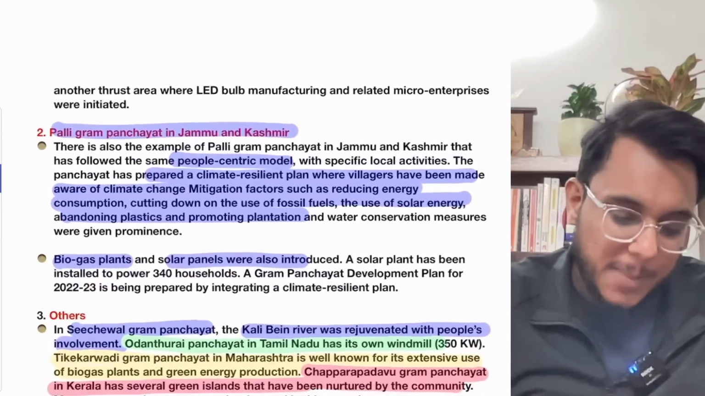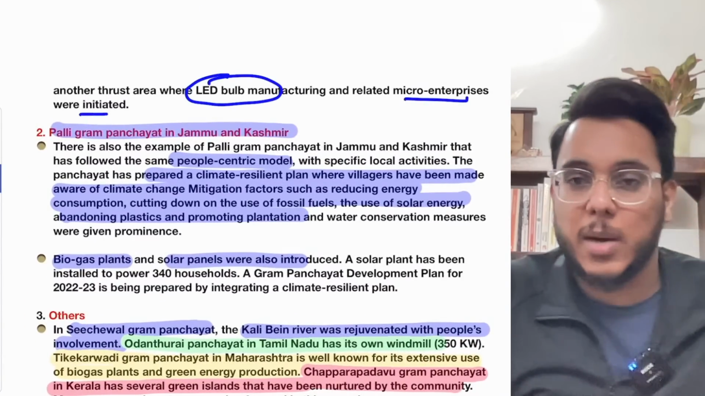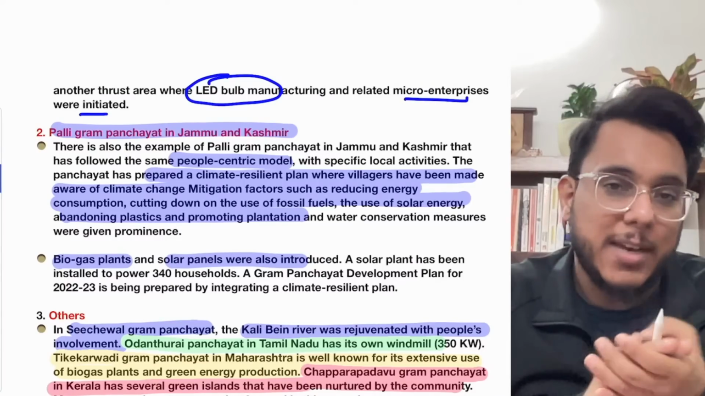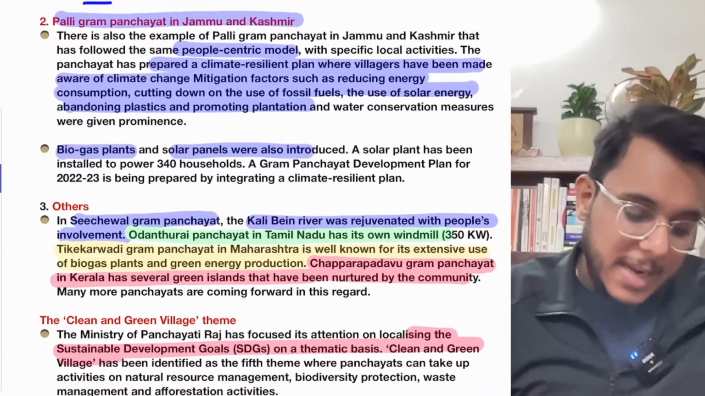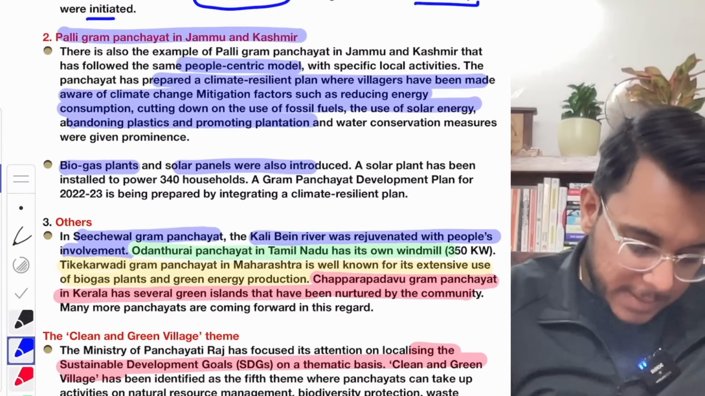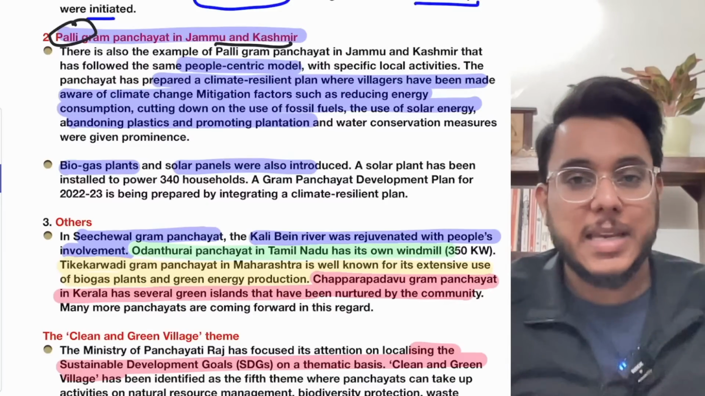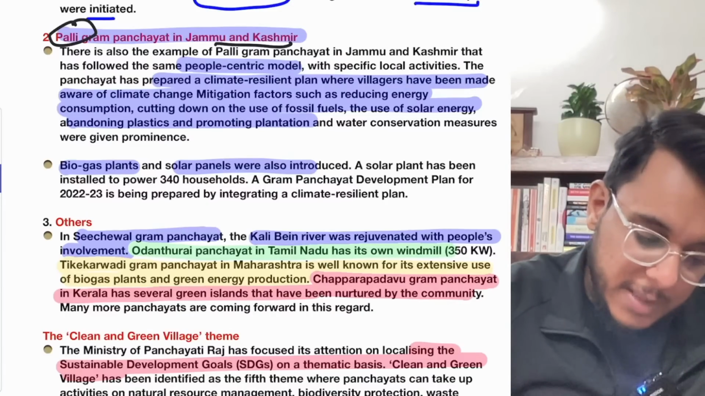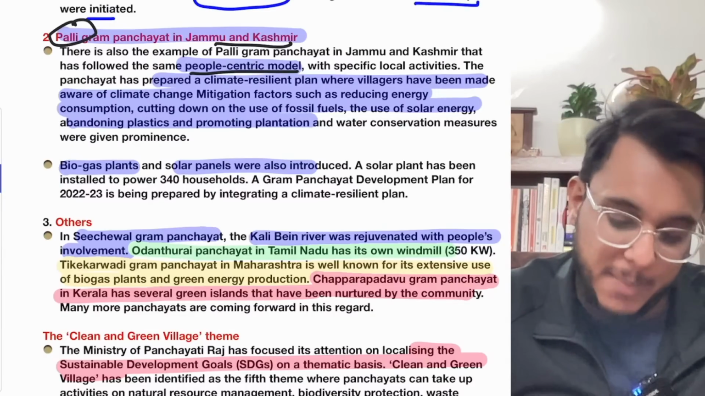So this is something that has happened. Moreover, LED bulb manufacturing and such kind of micro enterprises which are supportive of the environment are being started up in the village. Then there is another example, the Pali Gram Panchayat in Jammu and Kashmir. Now, the Pali Gram Panchayat had come out with a people-centric model of climate mitigation and climate adaptation.